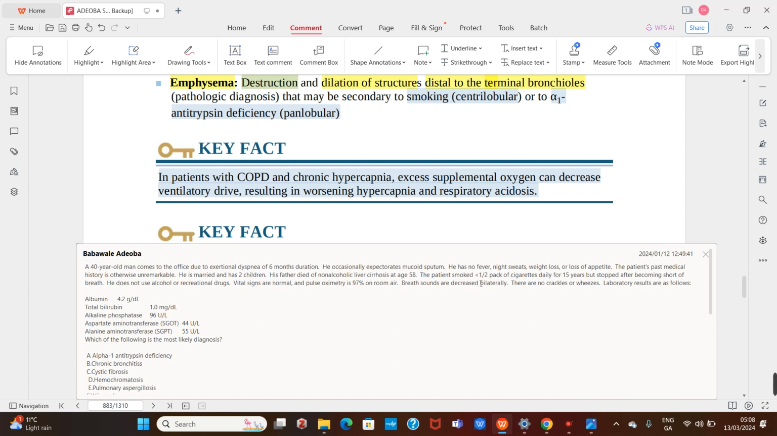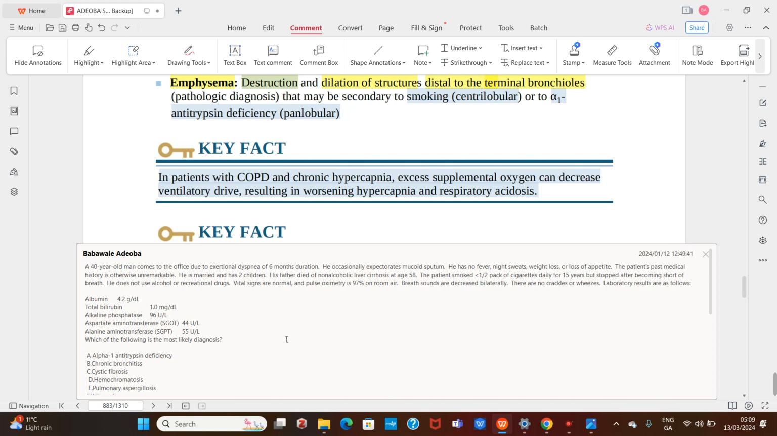The patient smoked less than half pack of cigarette daily for 15 years, but stopped after becoming short of breath. He does not use alcohol or recreational drugs. Vital signs are normal and pulse oximetry is 97 on room air. The breath sounds are decreased bilaterally. There are no crackles or wheezes. Lab result is as follows: albumin 4.2, total bilirubin 1.0, alkaline phosphatase 96, aspartate and alanine 44.5. Which of the following is the most likely diagnosis?